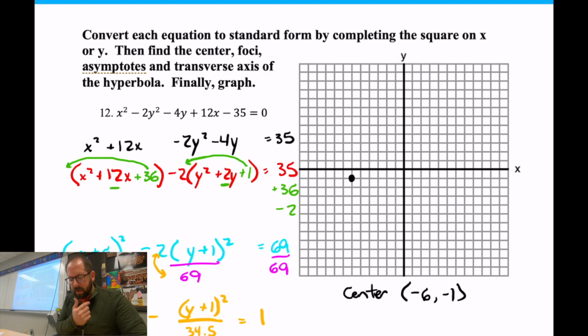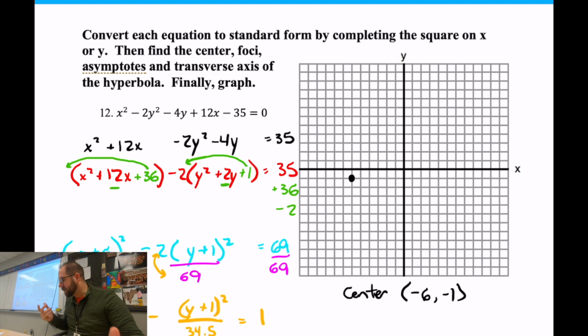There's my center. Now, it looks like in this particular case, it's going right and left. It's not going up and down, right and left. Now, the reason why is which fraction is positive? Well, yeah, the x's. This fraction is the positive fraction. That's the direction we're heading. We're heading along the x-axis in this particular case. So that's how I know.